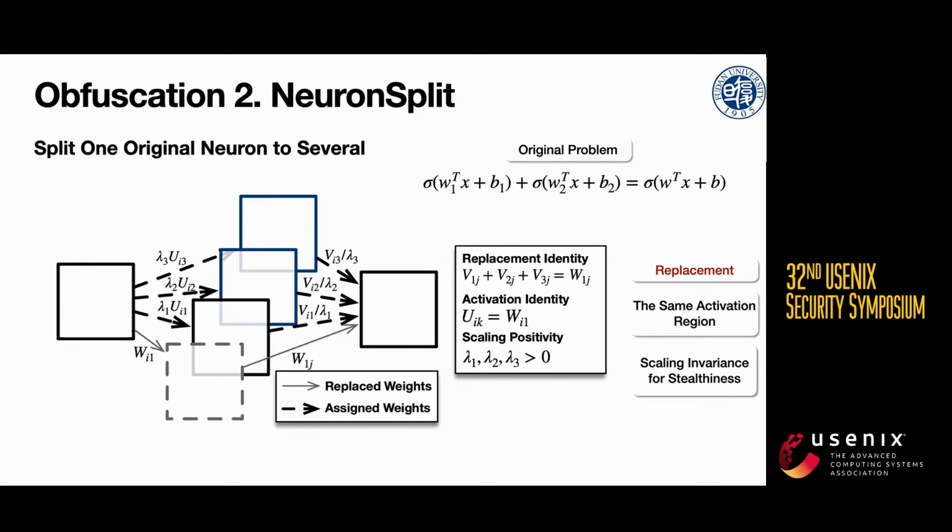In contrast, the neuron split primitive is based on the original neurons in the protected model. It will split one original neuron into several ones, where the set of dummy neurons exhibit exactly the same behavior as the original one. The key equation here is that the summation of the outgoing weights of the dummy neurons should be equal to that of the original one.